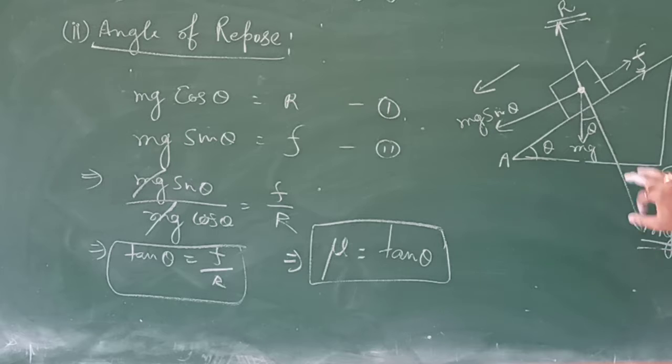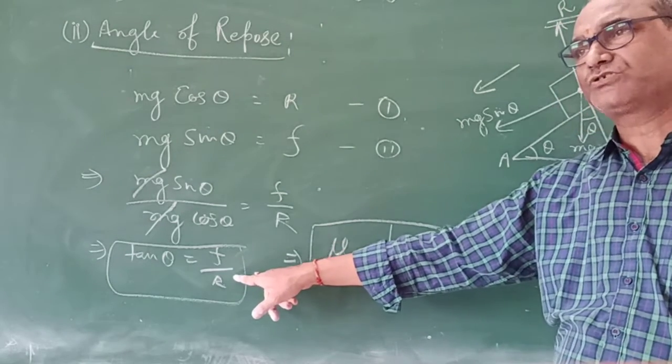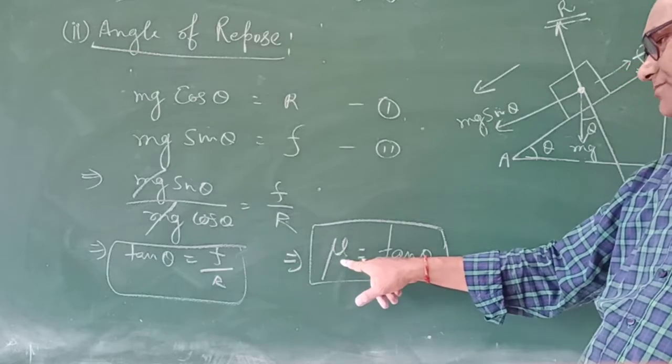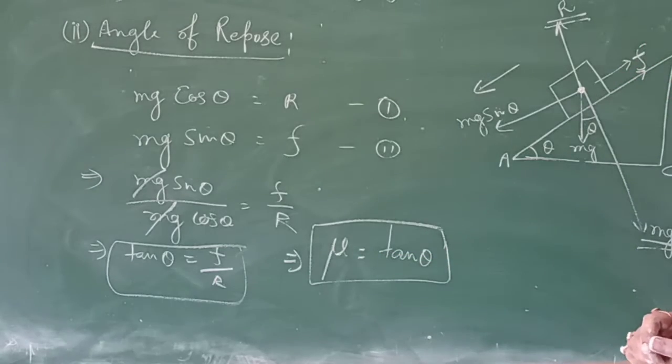The force mg cos theta counterbalances the reaction R. Therefore, we write mg cos theta is equal to R, equation 1, and mg sin theta counterbalances the force of friction. Therefore, we write mg sin theta is equal to F, equation number 2. Dividing 2 by 1, we get mg sin theta by mg cos theta is equal to F by R. Therefore, mg cancels, sin by cos is equal to tan theta is equal to F by R. This ratio, F by R, the ratio of the force of friction to the normal reaction, is known as the coefficient of friction. Therefore, mu is equal to tan theta.